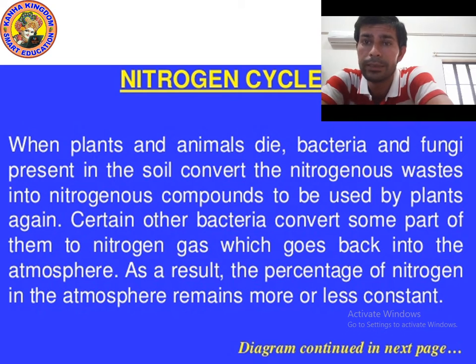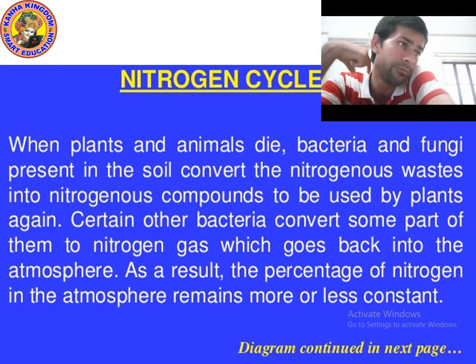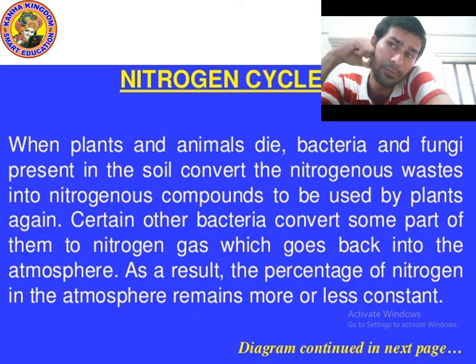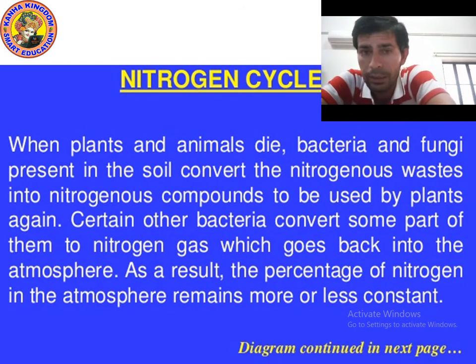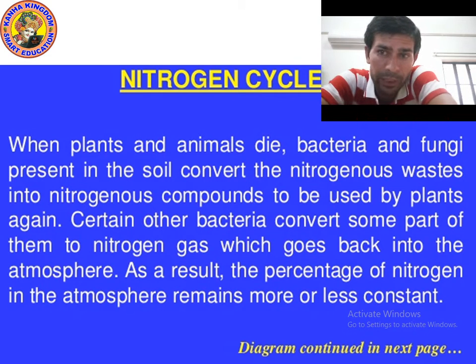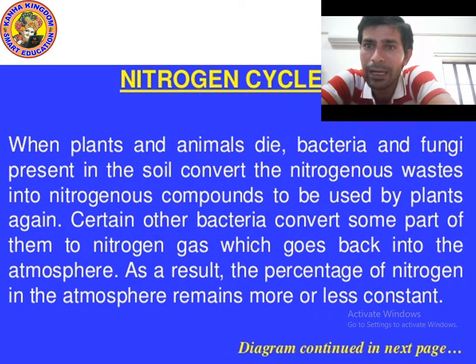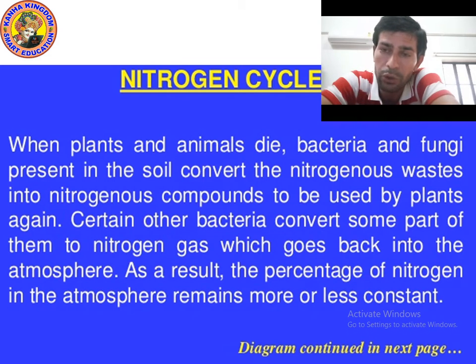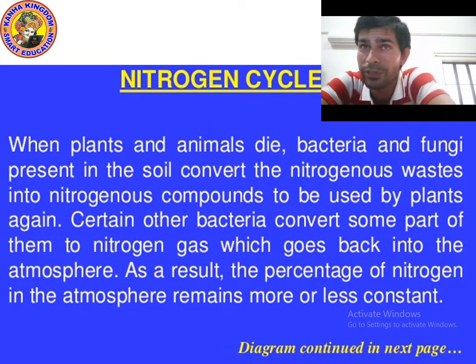So kids, what happens? First of all, plants take nitrogen from the atmosphere. Rhizobium and some blue-green algae help to convert nitrogen present in the atmosphere, and they prepare protein compounds and many other compounds which are used by animals. When plants and animals die, they are again converted into nitrogenous compounds, and some bacteria convert them directly into nitrogen gas. So the percentage of nitrogen in the atmosphere remains the same.